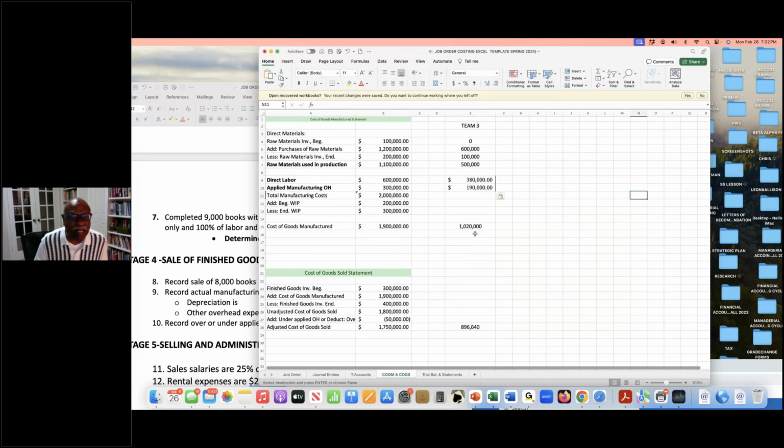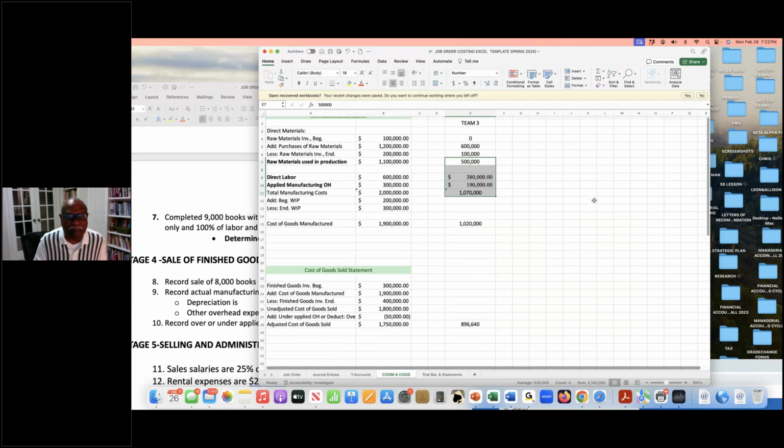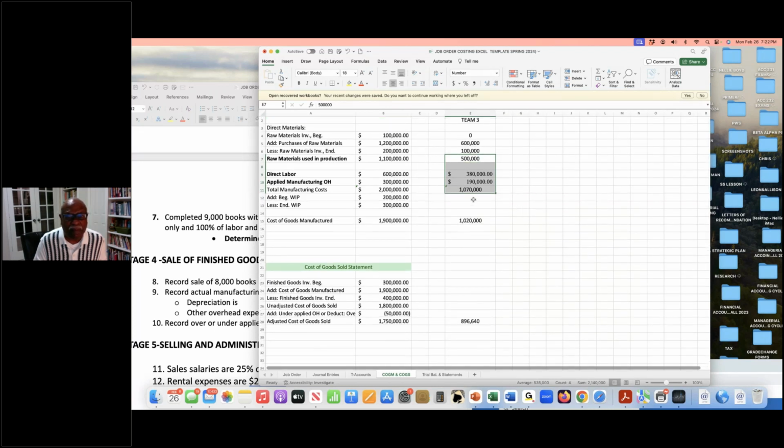And so if we add the raw materials used 500, labor 380, and overhead 190, our total manufacturing cost is what? $1,070,000. Yes. We didn't have any beginning work in process inventory. What's our ending work in process inventory? 50,000. That gives $1,020,000.